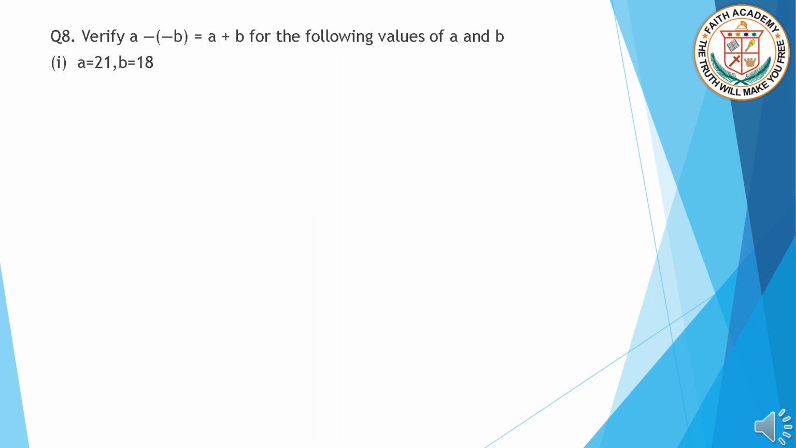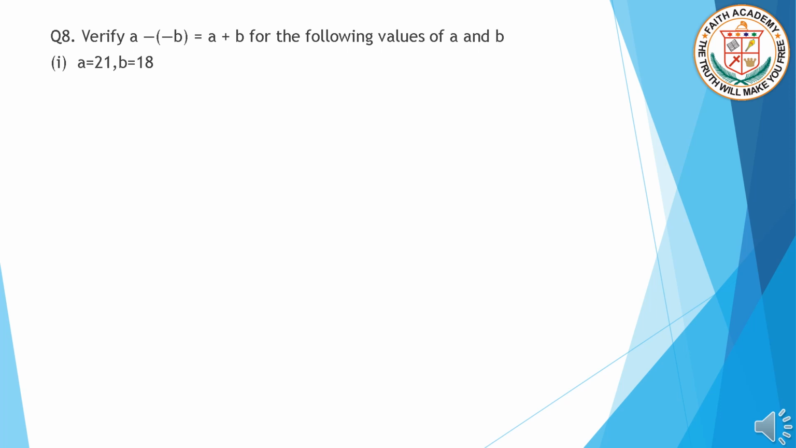The next question is a verify question, in which you have to verify for the different values of a and b if the equation holds true. Now how will we do that? First we have to solve the equation separately. So for that we have to take it as LHS and RHS. What is LHS and what is RHS? For that, first we have to look at the equal to sign in the equation. If we look at the equal to sign in the equation, we can see that on the left hand side of the equal to sign we have a minus minus b.